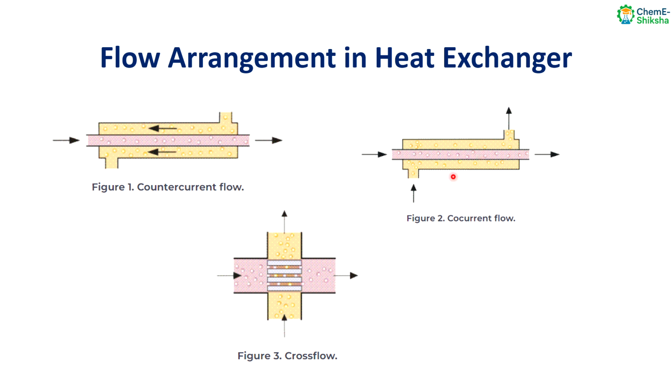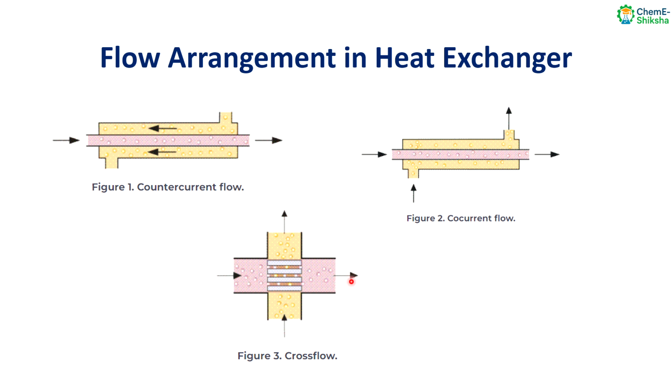Now in this type, where both the shell side and tube side fluid are flowing in the same direction, that is called the concurrent flow or the parallel flow. And then the cross flow, where the two fluids are flowing perpendicular to each other. You can see that this fluid is flowing in this direction, and this fluid is flowing in this direction, which is perpendicular to the other fluid flow.